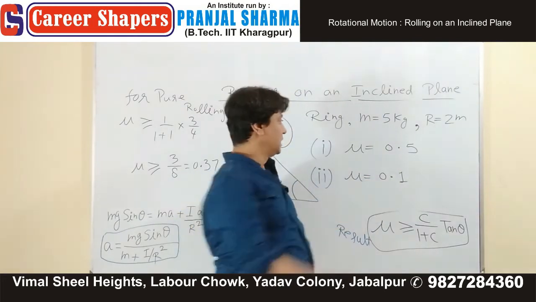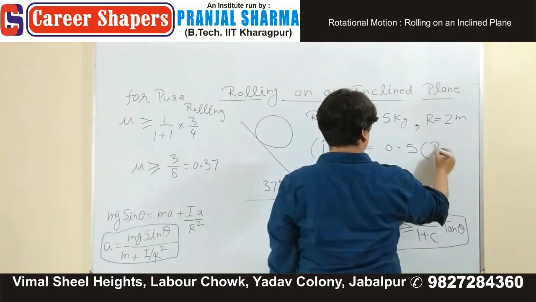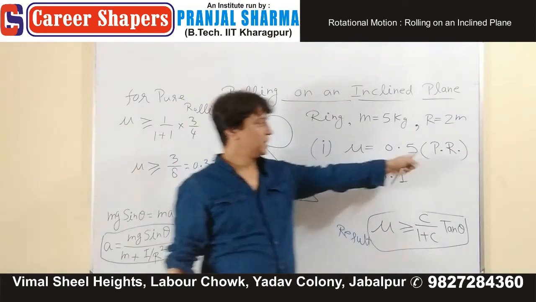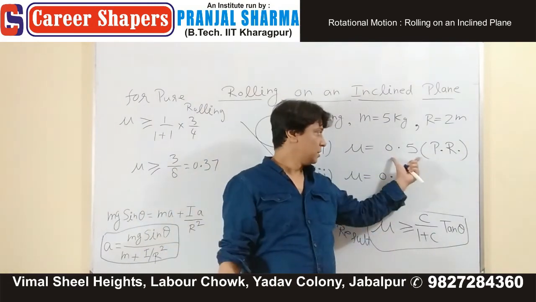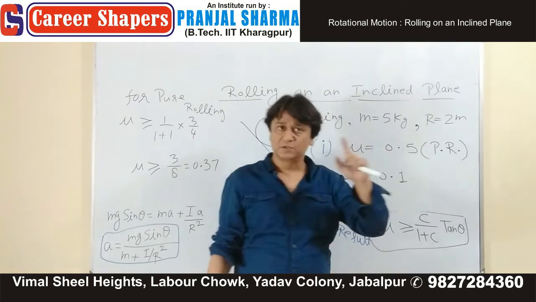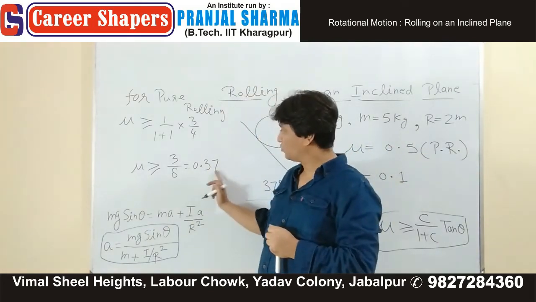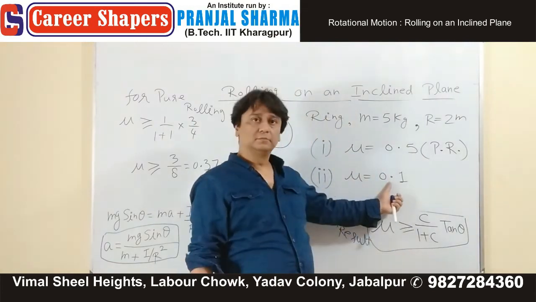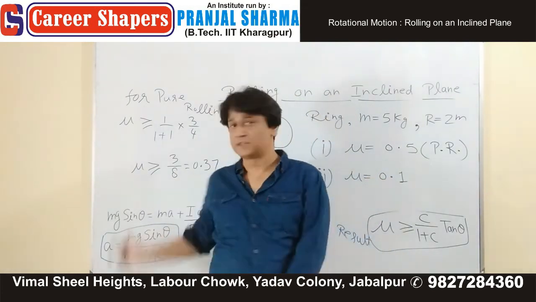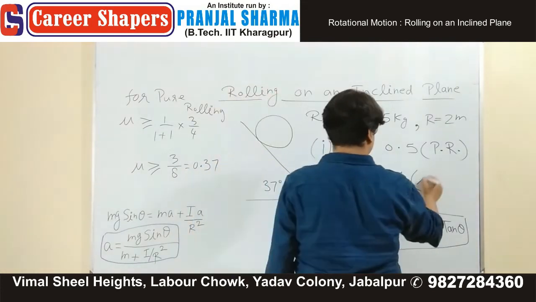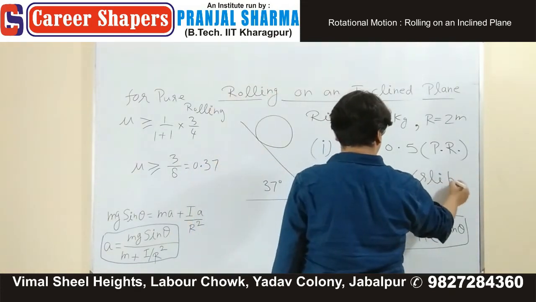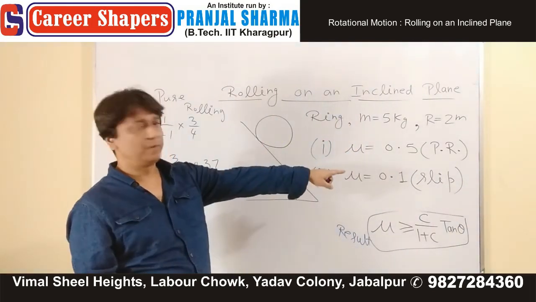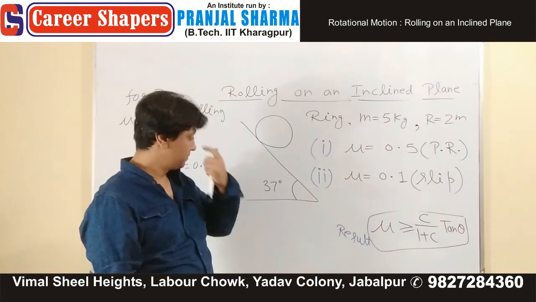That means in case 1, it will be pure rolling, PR, because this 0.5 is greater than the 0.37 requirement. 0.1 is less than 0.37, and therefore in this case the contact point is going to slip. When I write slip, it means the contact point is going to slip.